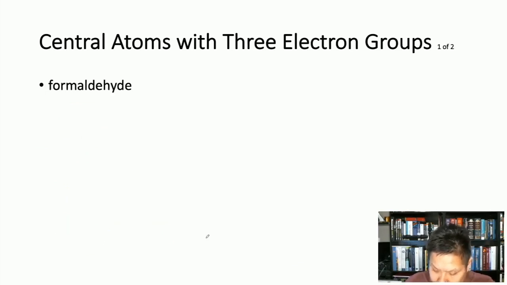Let's try doing a central atom with 3 electron groups. A good example of this would be formaldehyde. The structure for formaldehyde looks like this. It's a carbon with an oxygen at the top with a double bond, and 2 hydrogens. And that's its Lewis structure.